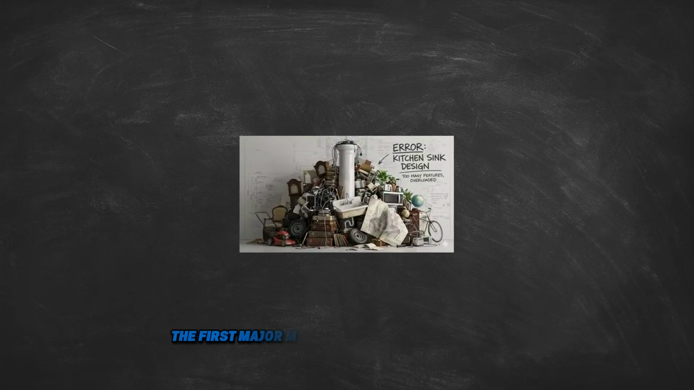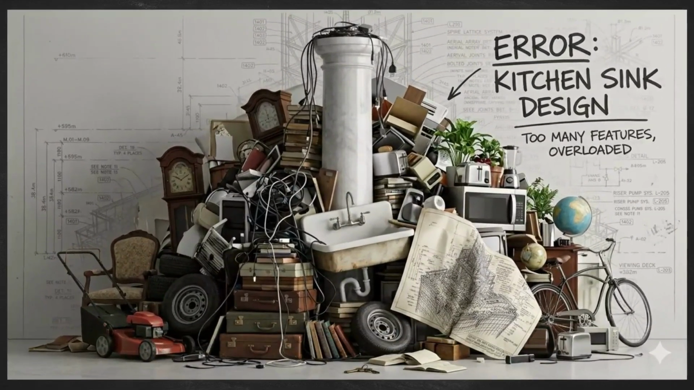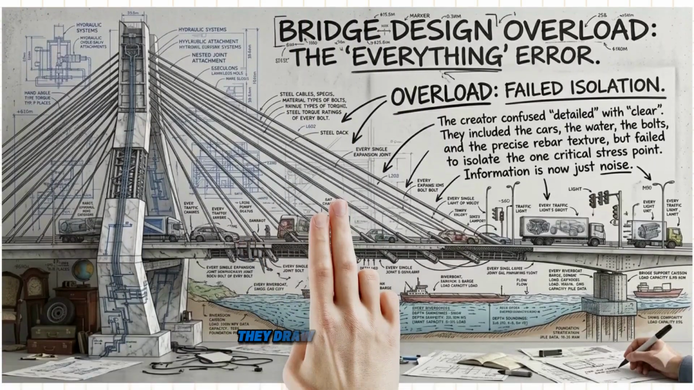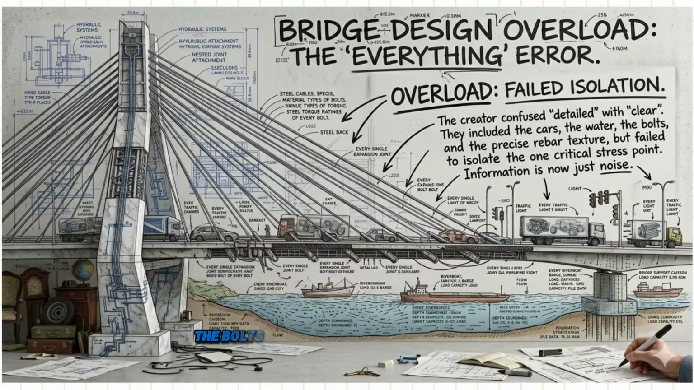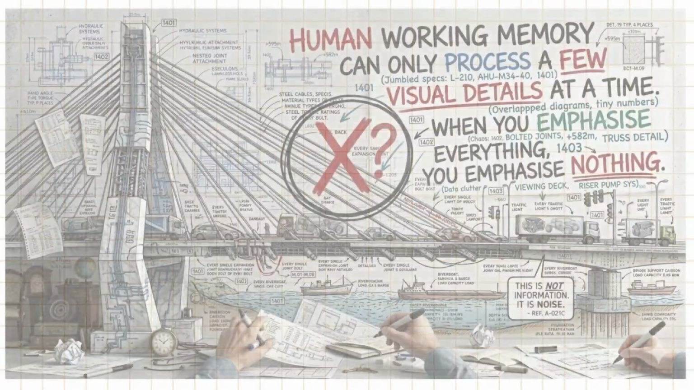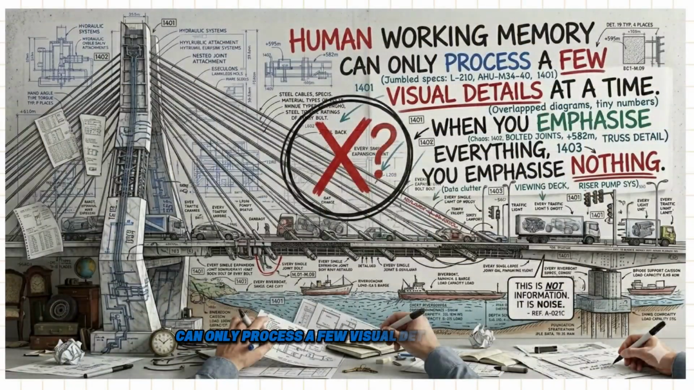The first major mistake is information overload, also known as the kitchen sink error. When beginners try to explain a scientific concept, they try to draw everything at once. If they are explaining a bridge, they draw the cars, the water, the bolts, and the texture of the concrete. But human working memory can only process a few visual details at a time. When you emphasize everything, you emphasize nothing.